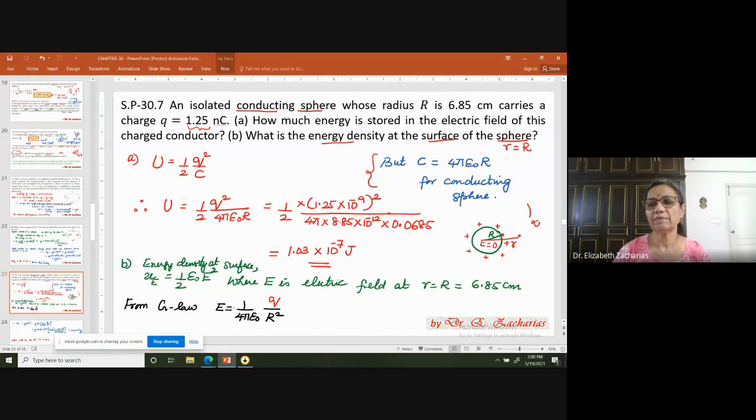Small r equal to capital R. So we are putting 1 by 4 pi epsilon naught Q by capital R square. Use this in the energy density equation. You are asked to find the energy density at that point.